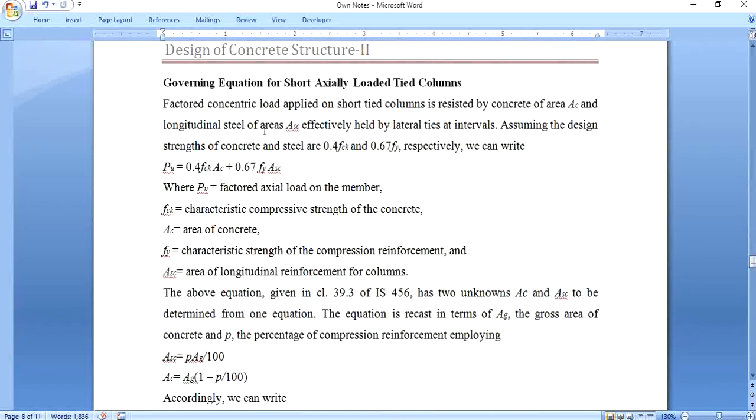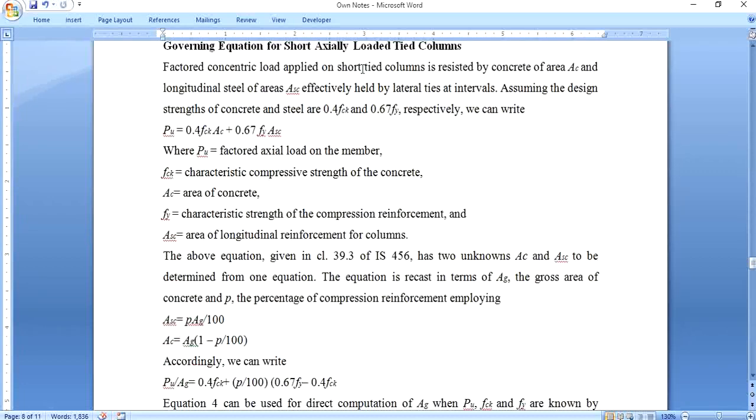Now today's important part which I would like to explain is the governing equations for a short axially loaded tied column. A column is called short when the slenderness ratio, that is effective length divided by least lateral dimension, is less than 12. Now, what is the procedure to design an axially loaded short column?